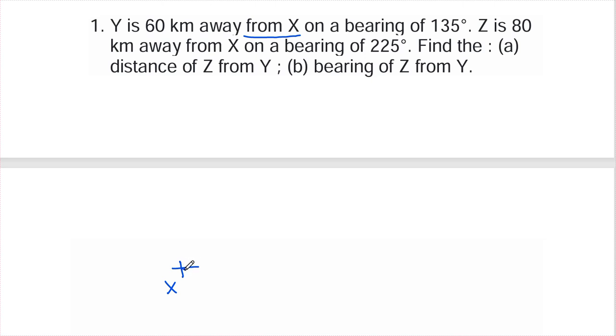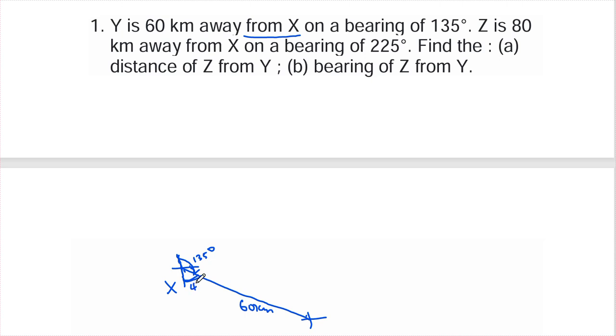So from x means I'm definitely going to start from x. And a bearing of 135, from here to here is 90, so 135 is somewhere here. So I'm going to draw this. And the distance here is 60 kilometers, so I'm going to write 60 kilometers. Now this bearing of 135 means from the north to this point is 135.